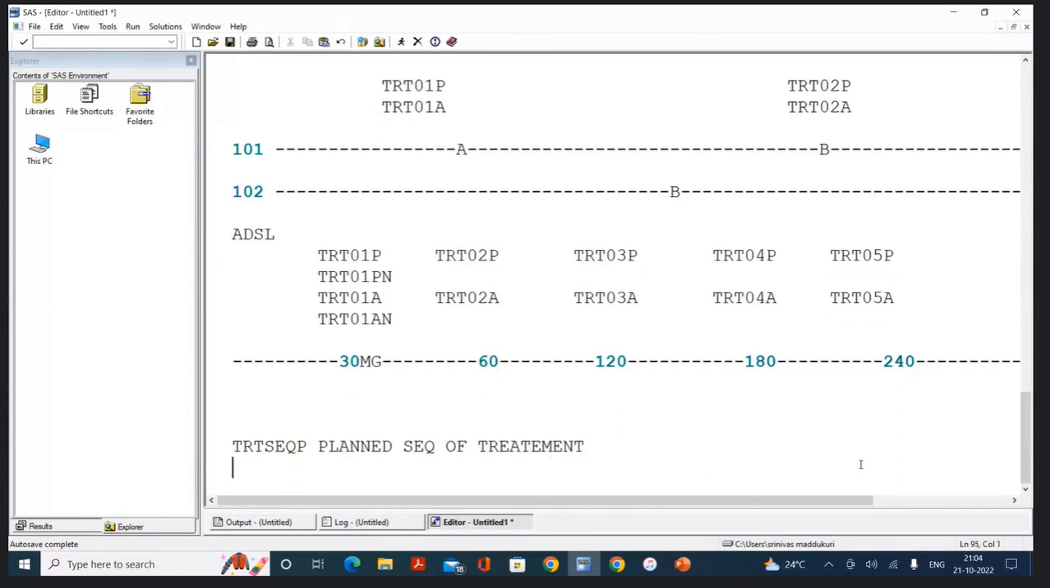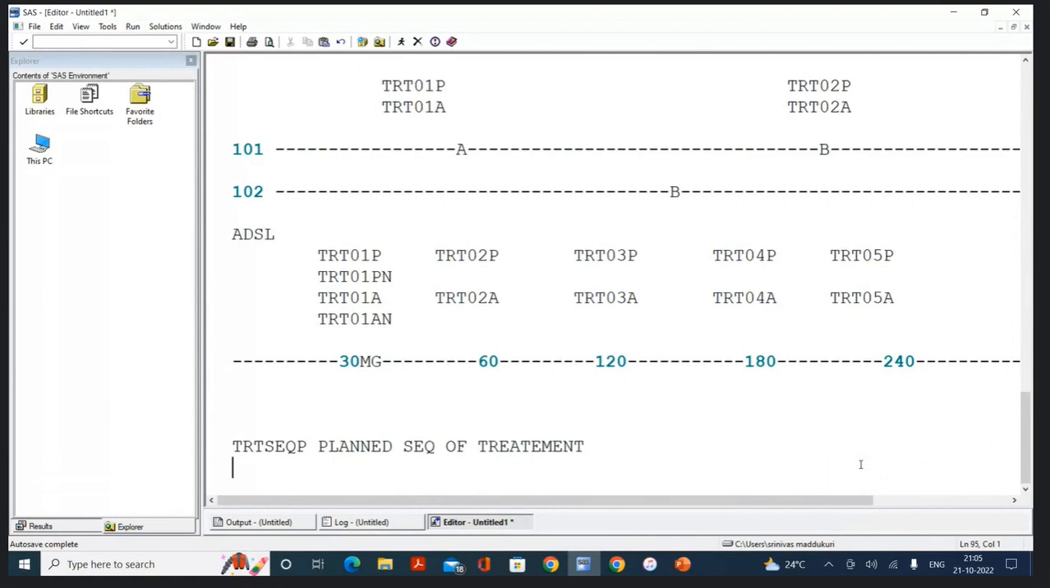This you require only when we have a crossover study. But when we have only a parallel study, for the entire treatment period we are going to have only one treatment, so there will be no confusion. But when we have a crossover study, the subject is going to cross over from one treatment to another treatment. So we need to present the sequence.